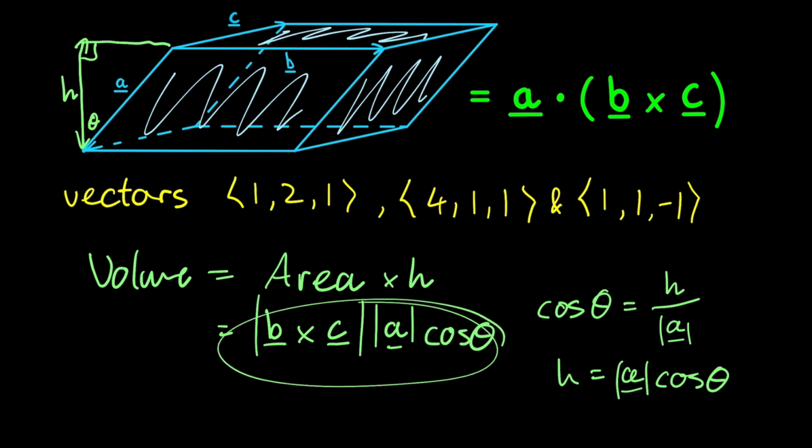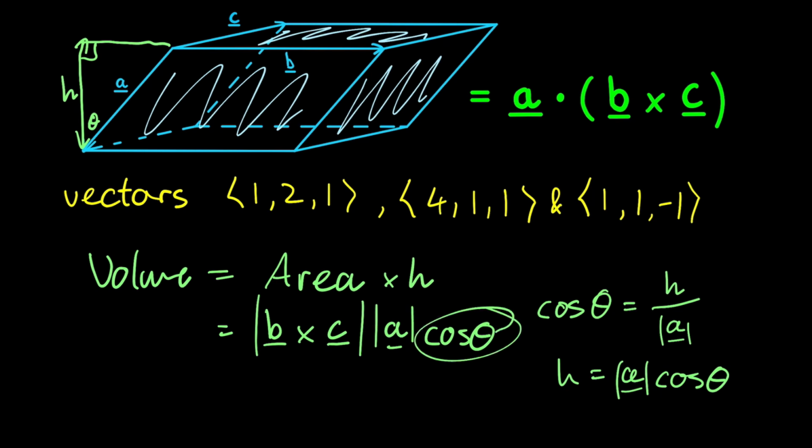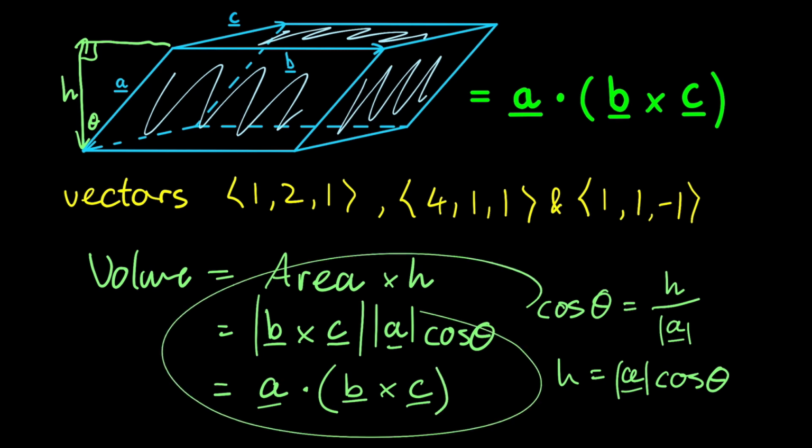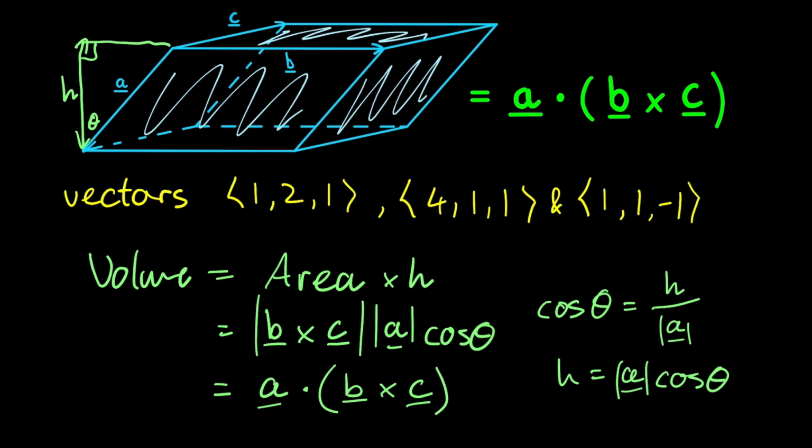But you'll notice that the magnitude of a vector times the magnitude of another vector times cosine of the angle between these two vectors is just the same as the dot product. So that then simplifies to the dot product of A with the cross product of B and C. So this is how we essentially derive our formula for the volume of the parallelepiped.